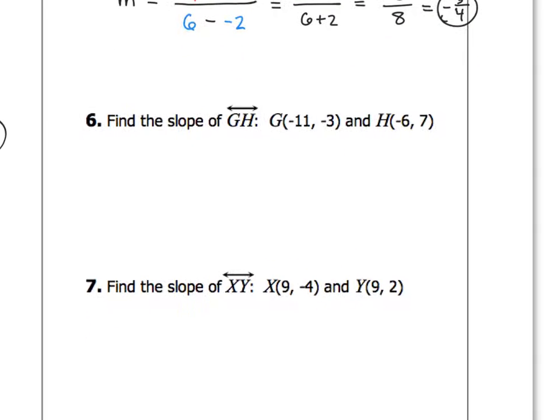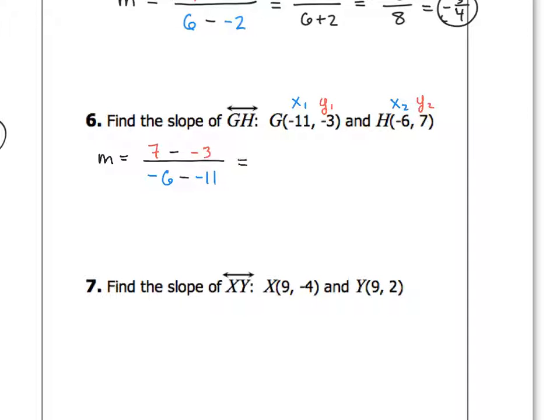All right, number 6, find the slope of line GH, given G has coordinates at negative 11, negative 3, and H coordinates at negative 6, 7. So if 7 is y sub 2, then negative 3 is y sub 1. This would be 7 minus negative 3. Then that means negative 6 is x sub 2, so we start with negative 6 in the denominator, and we subtract negative 11.